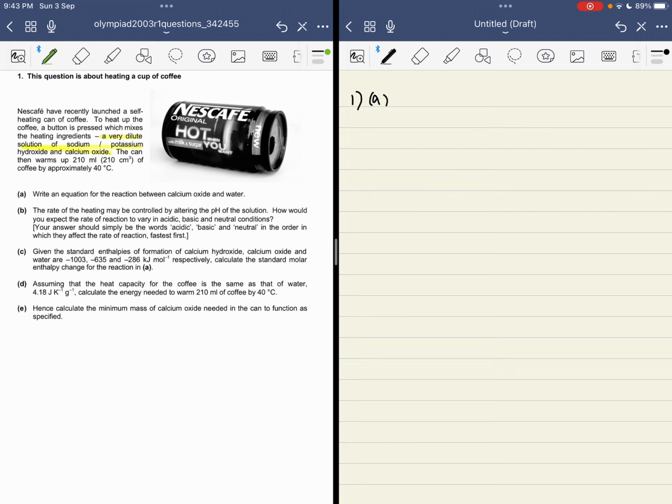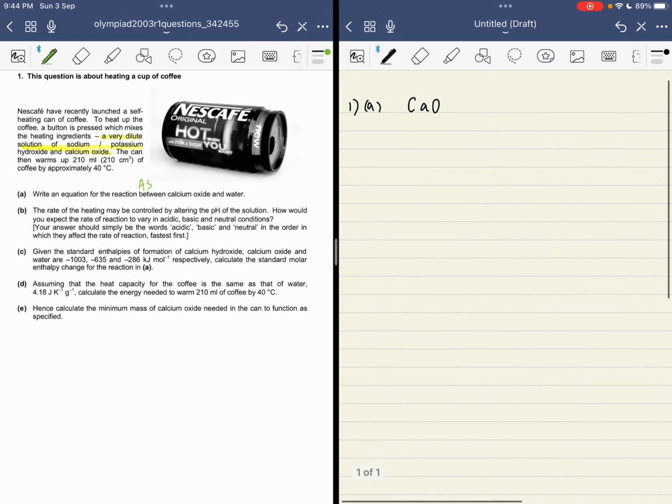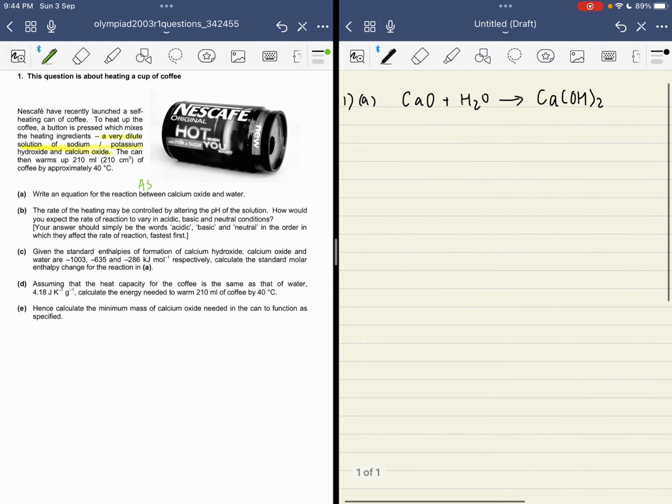So for A, it is an AS inorganic chemistry content. So A is relatively easy. You just have to remember the reaction of period 3 oxides with water. So in the case of calcium oxide, it's calcium oxide plus water, which will give you calcium hydroxide. Always check if the equation is balanced or not, and in this case it's already balanced, so we will move on to B.